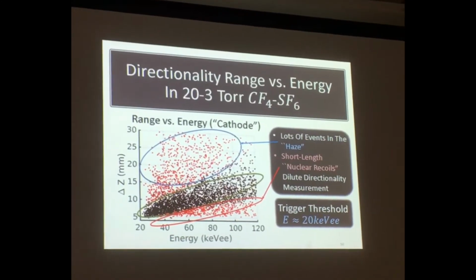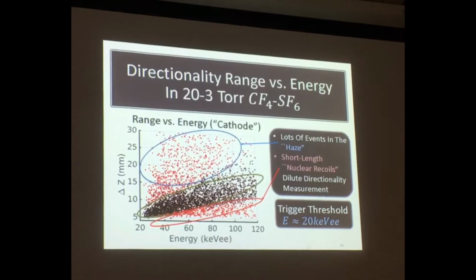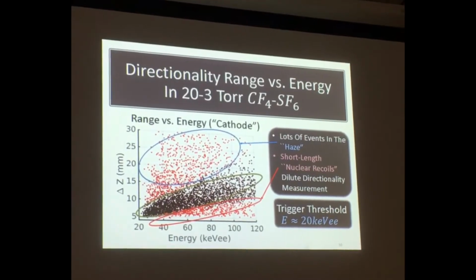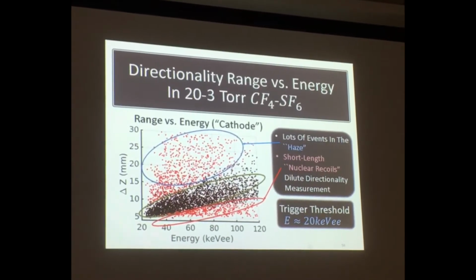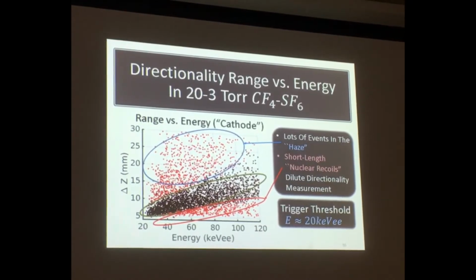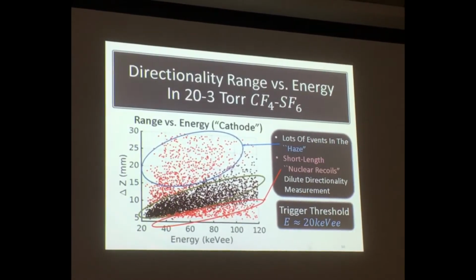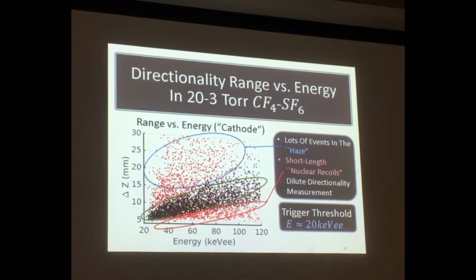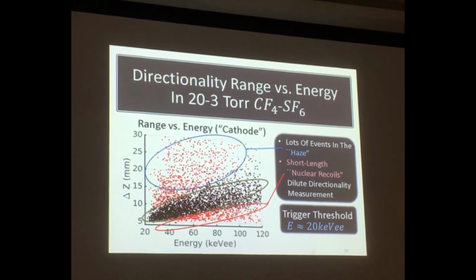I call them the haze, because we have an idea for what they are. So we think what they are is, they don't show up in any other experiments. They don't show up in the background or the cobalt experiment. So we know that they're related to the DD generator, the neutron source.